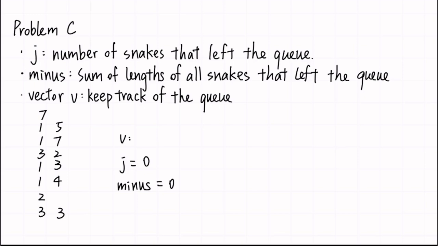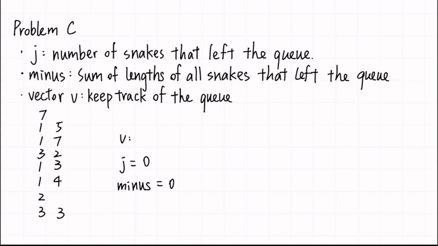Another variable we can keep track of is minus, which is the amount we need to subtract for the other snakes, since it will just be the sum of the lengths of all snakes that have already left the queue. And we can update these variables accordingly as we process all the queries.